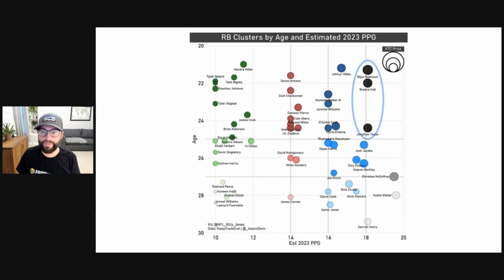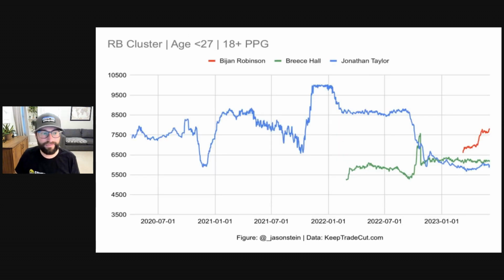What we're going to do is break these different clusters up and look at them from a graph perspective of KTC over time. So here's your first graph. This cluster is age less than 27, and it's 18 plus fantasy points per game.